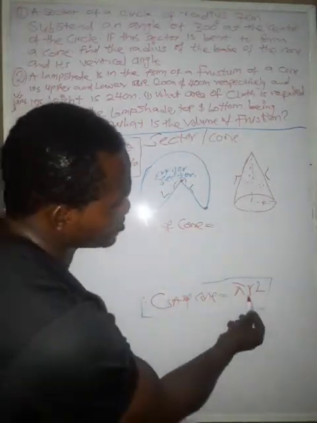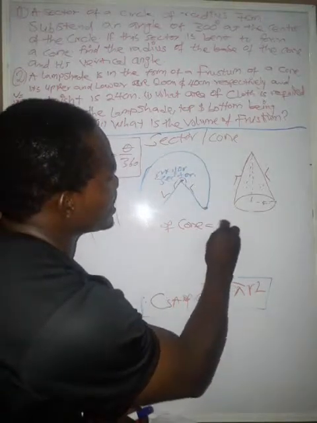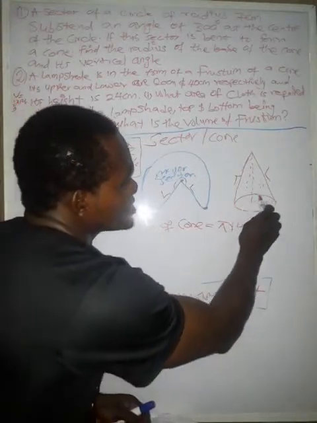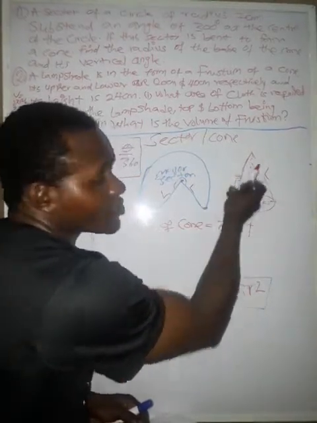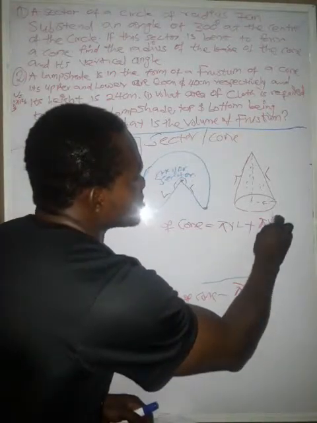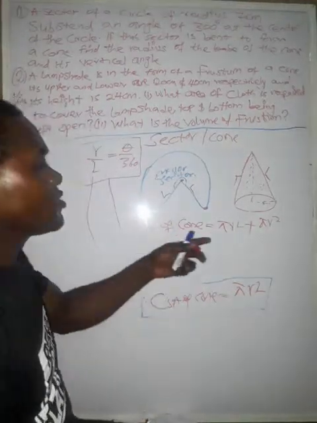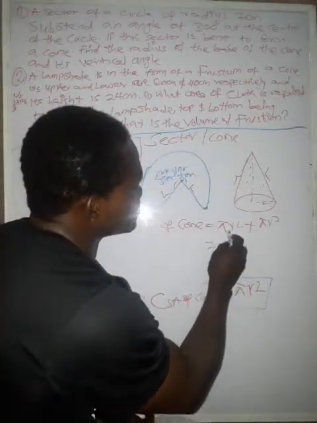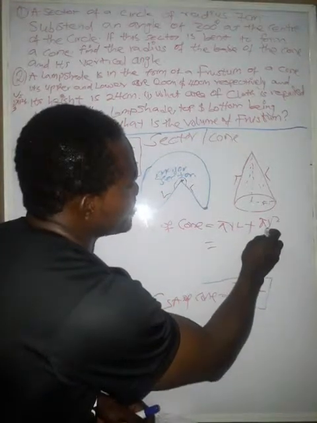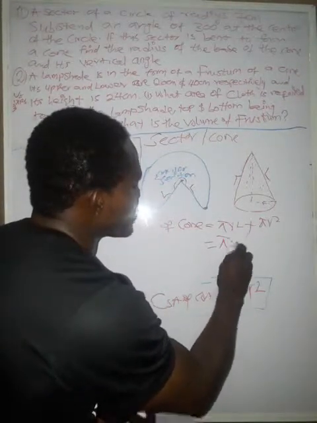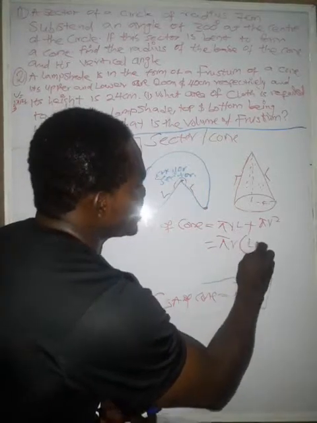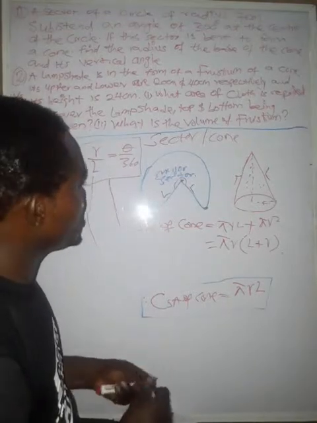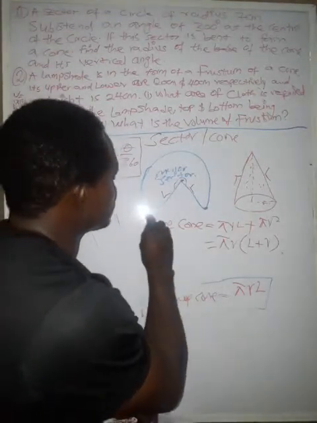If that is the case, we already know the area for the curved surface, which is pi r l, plus the area of a circle, the base circle for the cone, which is pi r squared. So this is the total area for the cone. I can factorize to simplify: there's pi and r in both terms. I can put pi r outside, and we are left with l plus r. So this is the surface area for a cone.